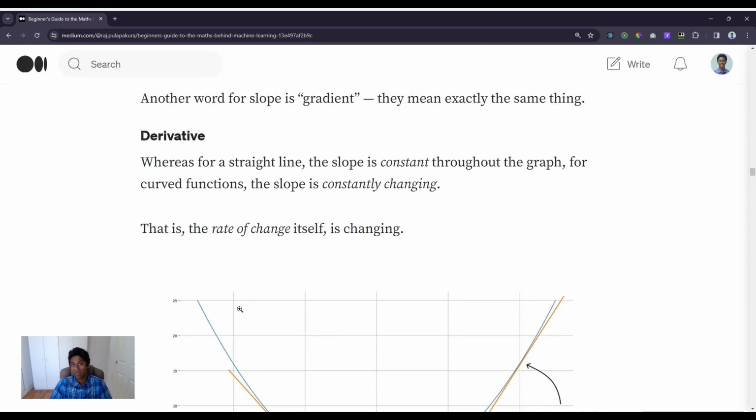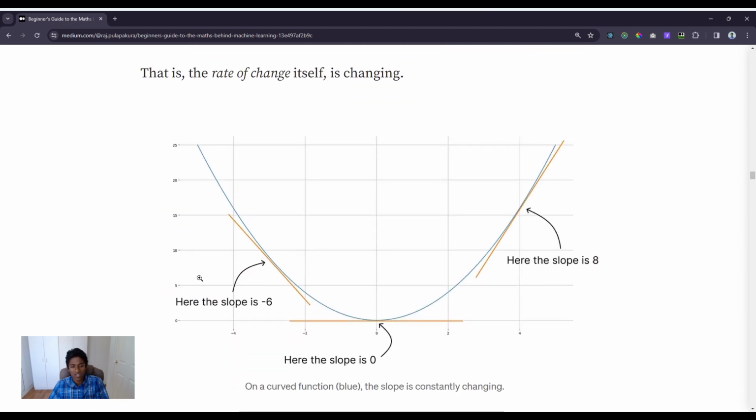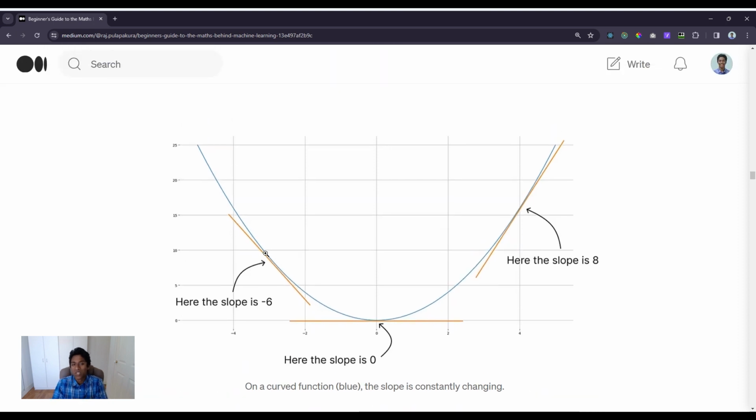Okay, let's talk about the derivative. Whereas for a straight line the slope is constant throughout the graph, for curved functions the slope is changing. In this straight graph, the slope is the same no matter where you are on the graph. But for a curved function, such as this one in blue, the slope is actually changing throughout the graph. You can see here at the bottom, the slope is flat, so the slope is 0. However, here, the slope is 8. And here, the slope is actually negative. It's negative 6.